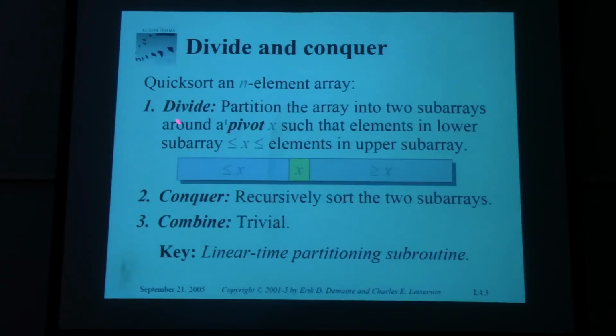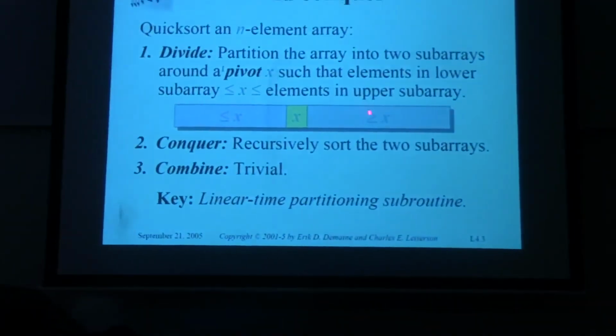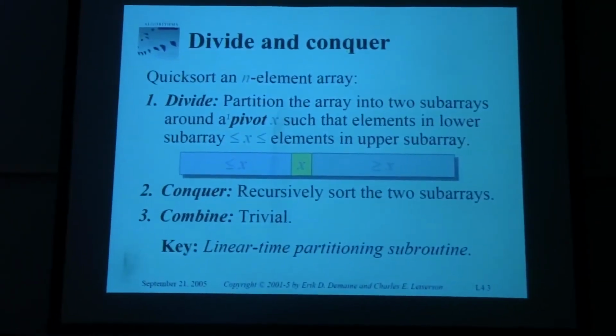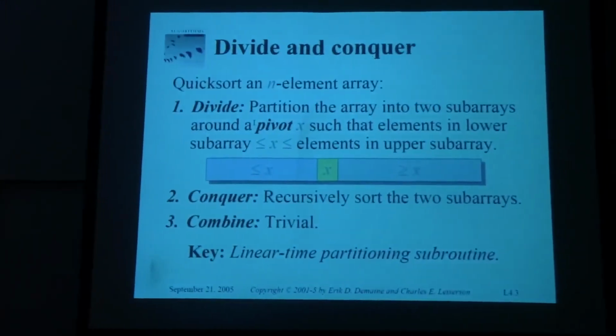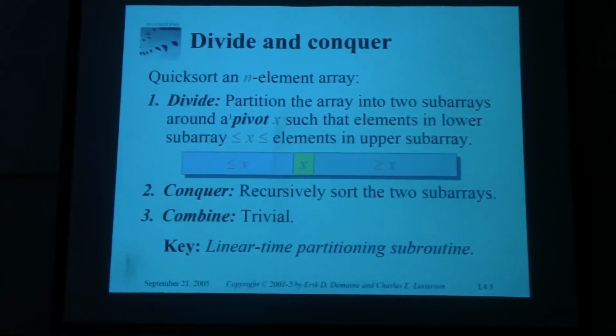So we will divide the array by partitioning it into two subarrays, the left part and the right part, around an element called a pivot. The pivot is kind of like a balance. These are the smaller values or bigger values. So we're going to have a pivot x such that elements in the lower part are less than or equal to x, and elements here are greater than x. If you put equal here, you've got to get rid of it there. You can't have it both ways. It's not as efficient. Okay. So recursively, we'll sort the two arrays, and the combination of them is going to be trivial.